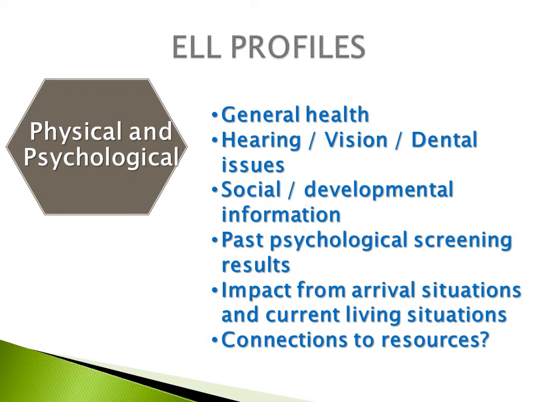The seventh and final component of our ELL profile are the physical and psychological issues. We consider things here like their general health, including things like their hearing, their vision, and dental issues, which many times can be barriers to a student performing well in the classroom. We want to be sure that even where the student has come from might not have considered these things, that we are considering them. And the social and developmental information that we can gather from the family and from their previous schooling to understand where the student has come from and how well they fit in physically and psychologically to the school setting in the past.